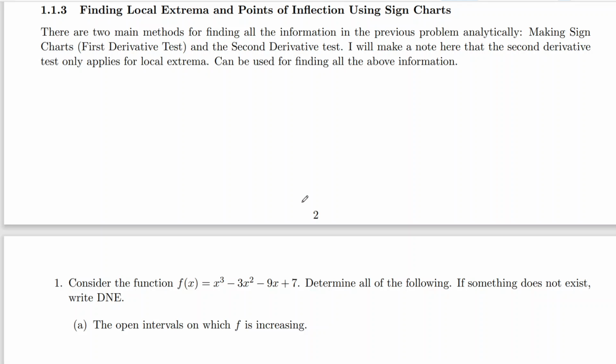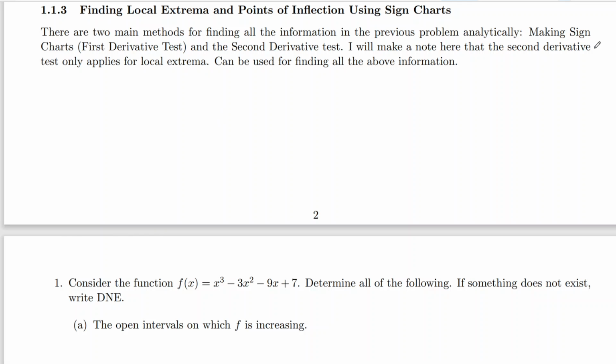So there's not going to be actually a formula here, but really there's two ways to do this. One way is from making sign charts. Now, sometimes this is called the first derivative test, but I'm not a big fan of that name because there is something called the second derivative test, and it has really nothing to do with the first derivative test anyway. So I just call this the sign chart method, and then we'll do this entire problem with the sign chart method. And then the next problem we'll do using the second derivative test.